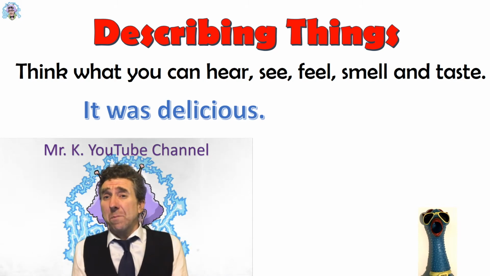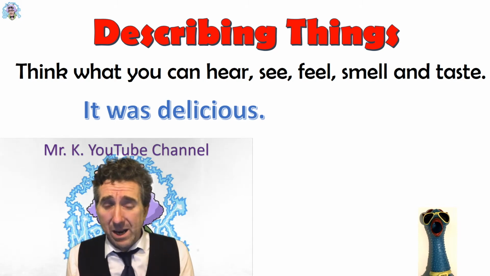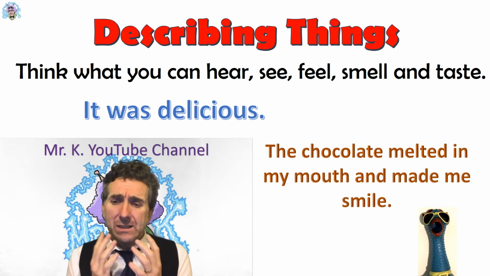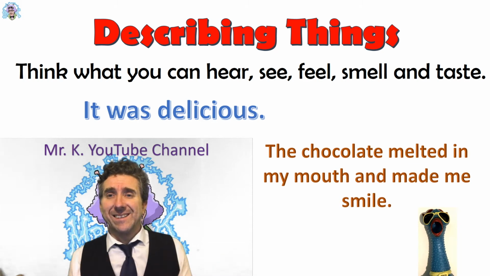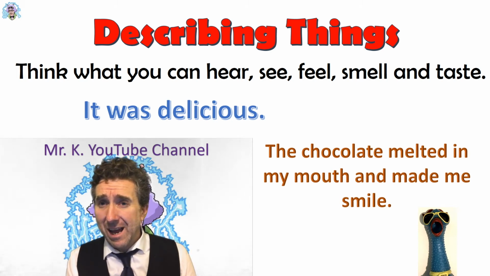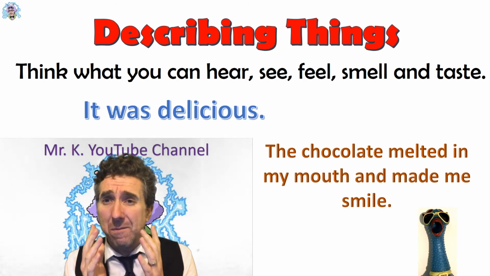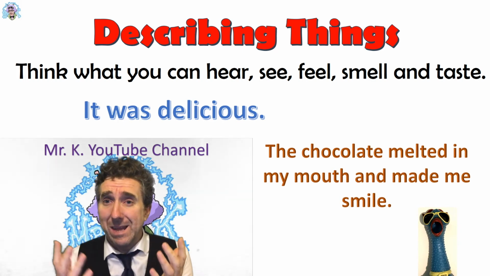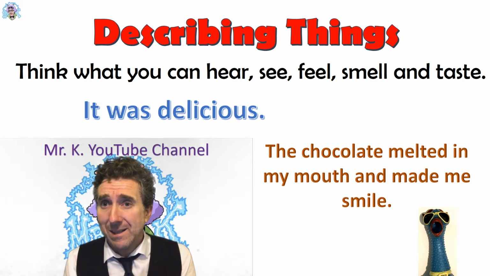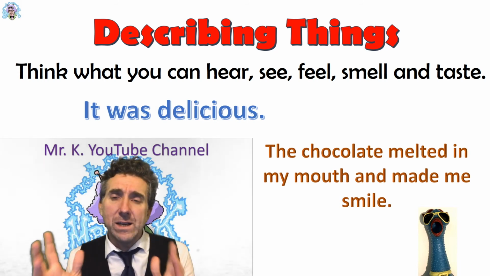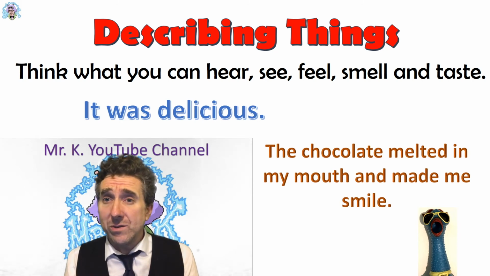Now, something that could be better and would paint an image in the mind of the reader would be something like this. The chocolate melted in my mouth and made me smile. When the reader reads this, well, they know that chocolate's delicious for sure. They actually have an image or relate to that moment because, well, who hasn't eaten chocolate, right, and had that situation where it's melted in their mouth and made them smile. Okay, so there you go. That's engaging your reader in your story through painting an image or a feeling in their brain just through the words that you use.